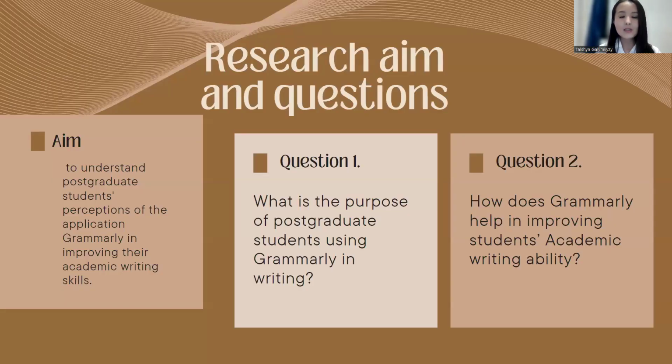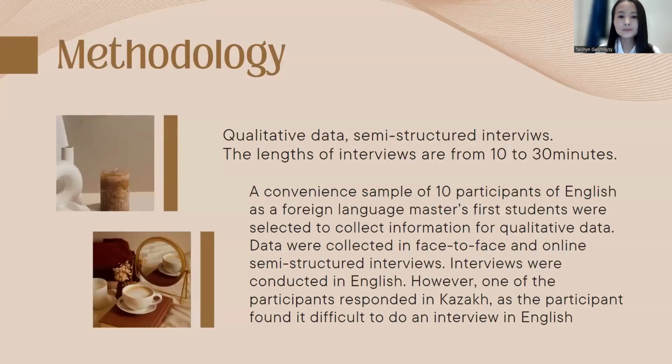Research aim and questions. This research aims to understand postgraduate students' perceptions of the application Grammarly in improving their academic writing skills. It was initially academic, but then additionally, in my interviews I had questions about informal writing too. The first research question is, what is the purpose of postgraduate students using Grammarly in writing, and how does Grammarly help in improving students' academic writing ability?